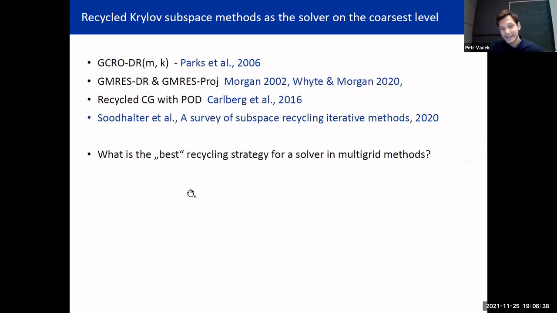Okay, so we are studying different recycling strategies, and we are trying to find out whether there is a best recycling strategy for the solver on the coarsest level in multigrid methods.